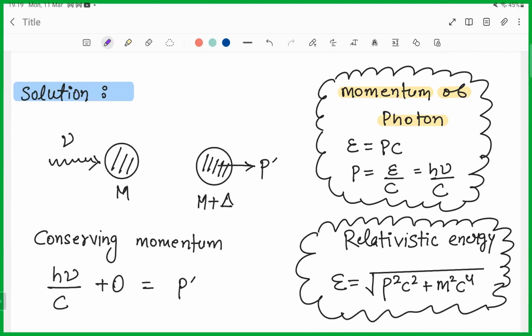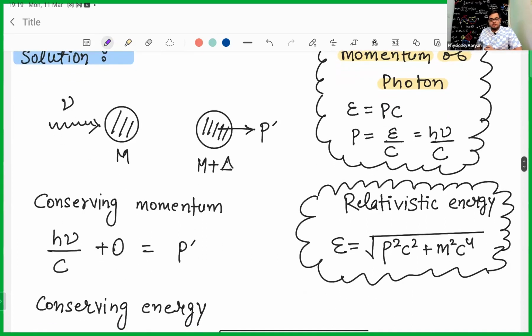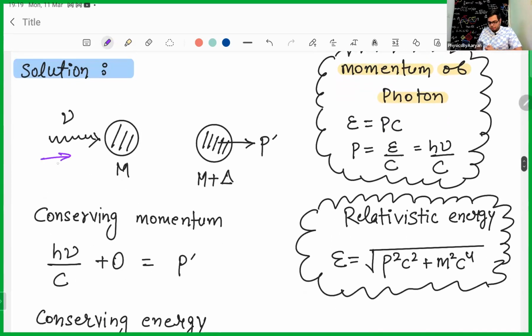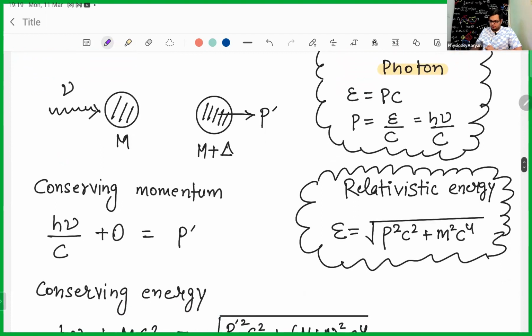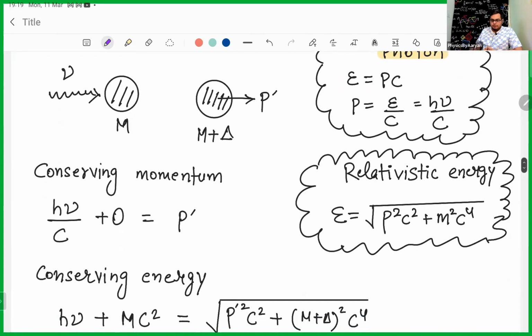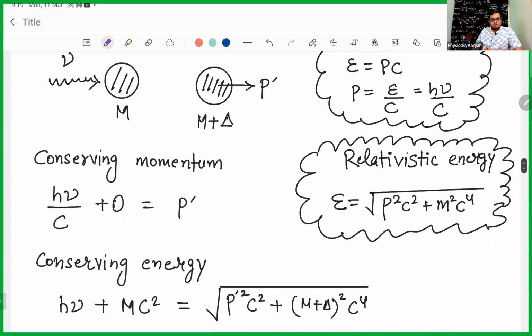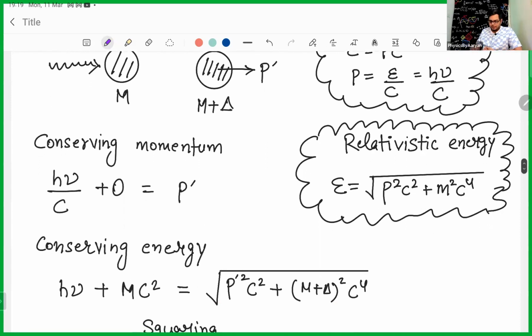Yes. Great. So let's conserve the momentum. Initially the photon is coming and the photon has a momentum of, we just found, h nu by c. Initially the atom is not moving, so the atom has no momentum. एटम पहले रुका हुआ है तो उसका कोई मोमेंटम है नहीं. फाइनली वी सेड दैट एटम का मोमेंटम कितना है, p डैश. सो फाइनल मोमेंटम ऑफ द एटम इज p डैश. दैट्स इट, राइट. नाउ वी हैव टू कंजर्व द एनर्जी. Momentum conservation is done, so this is my equation number 1.